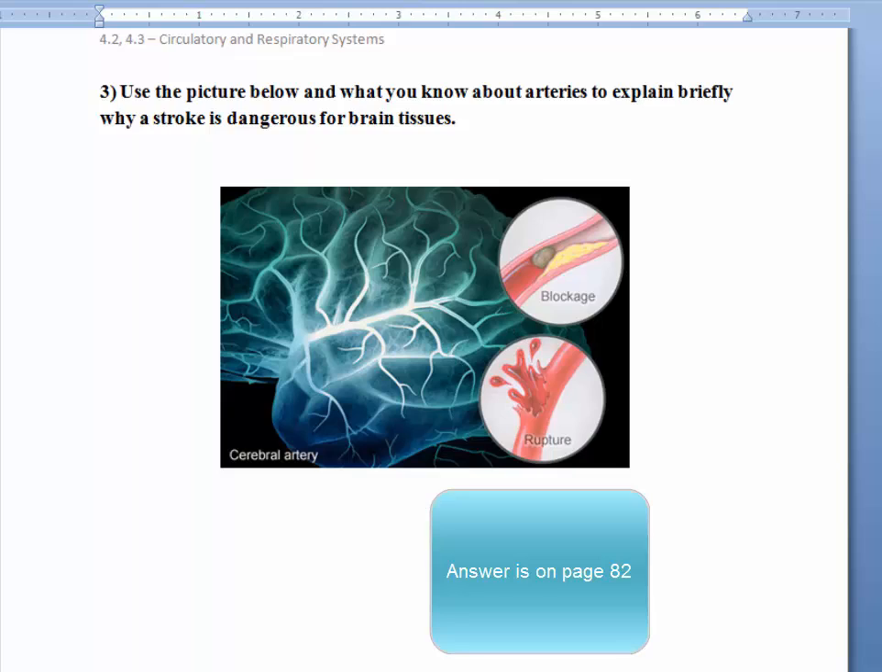Just remember why blood is important, what it's bringing to body tissues, and what it's taking away from body tissues, and what happens to body tissues when they don't have a regular blood supply.